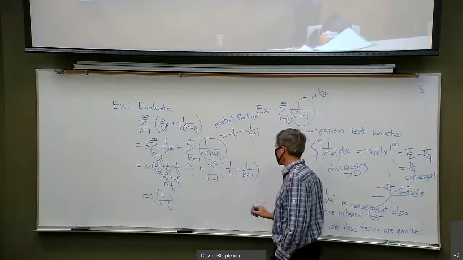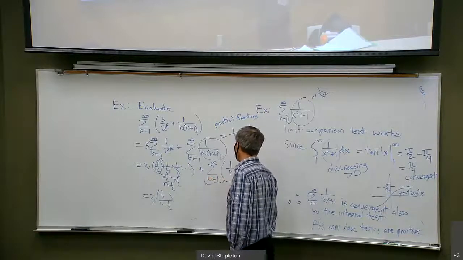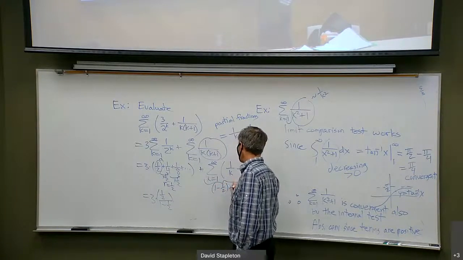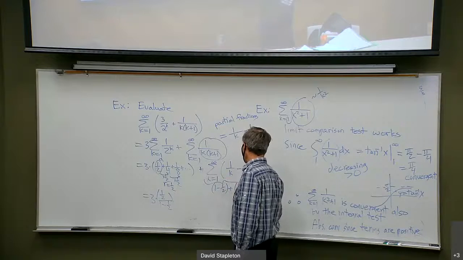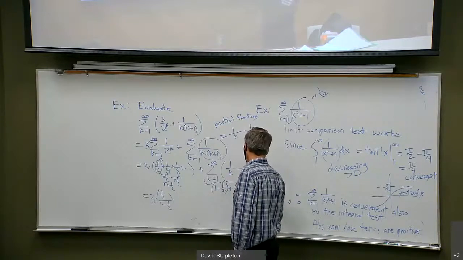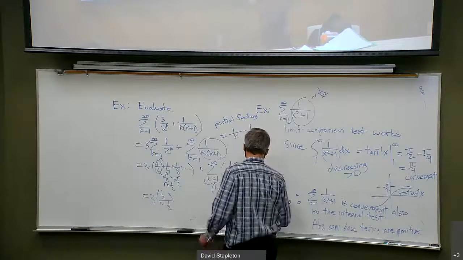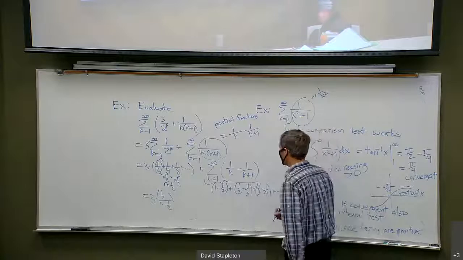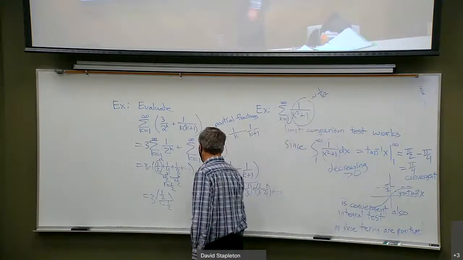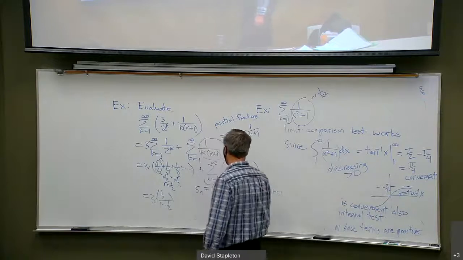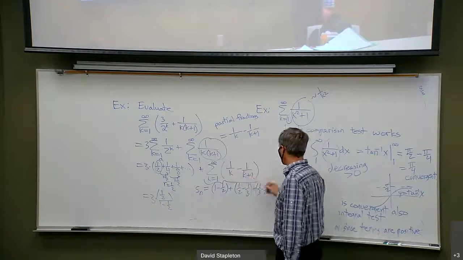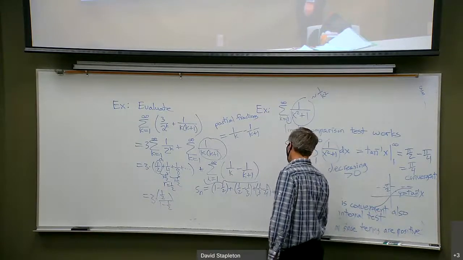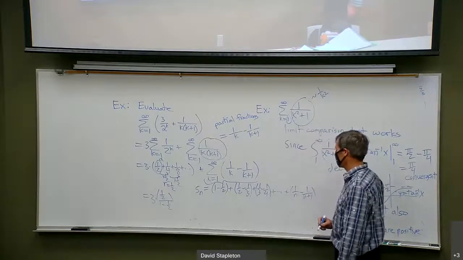Now to evaluate this series, I look at it term by term and I say when k equals 1, this is 1 minus a half. When k equals 2, this is a half minus a third. When k equals 3, it's a third minus a fourth, and so on. All the way, if I take the nth term, I take the sum of the first n terms in this series, it ends at 1 over n minus 1 over n plus 1. So there's the sum of the first n terms in this series.